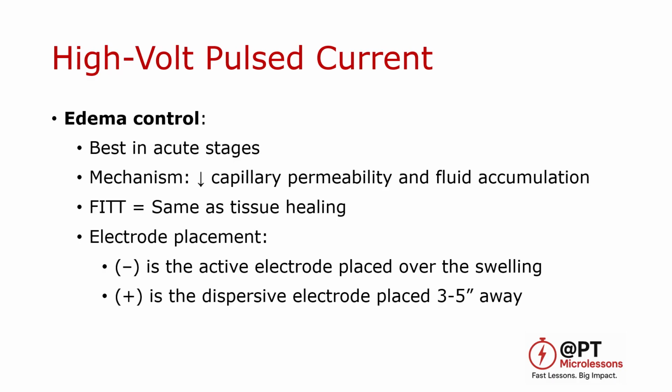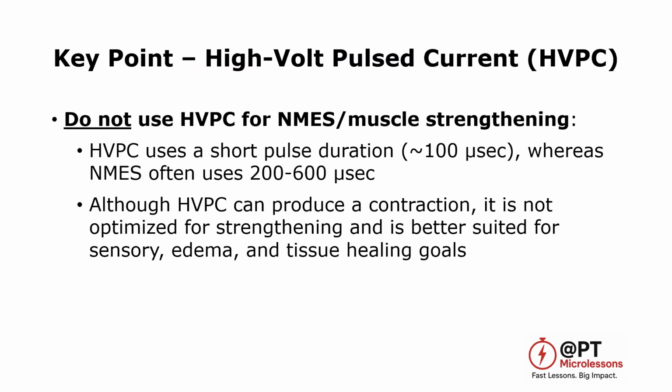An important note: in more chronic cases, we may instead use a setup that promotes a muscle pump, which brings up an important point. High volt pulse current is not appropriate when muscle contractions are desired. To make this point even clearer, it's important not to use high voltage pulsed current for neuromuscular electrical stimulation. While high volt can produce a visible muscle contraction, its pulse duration is very short, typically around 100 microseconds.